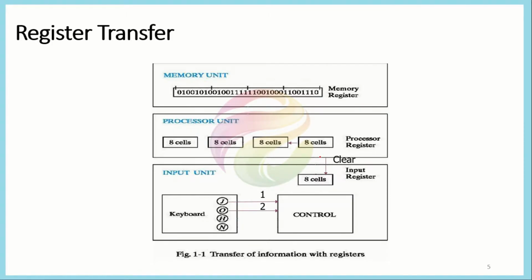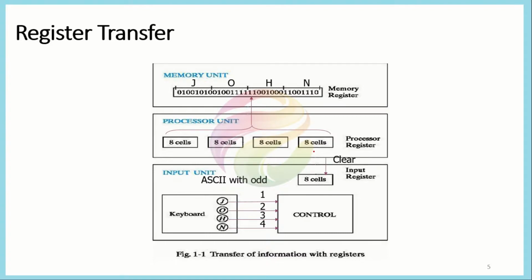Similarly, we then have the next data. Say we press O on the keyboard; it is first transmitted to the control unit, and then the control unit transfers that data from this input device to the processor registers. Similarly the third one, and then the last one. Once we have all these values stored in the processor registers, the processor may perform certain operations on them, or send that data to memory or write it into a memory location.